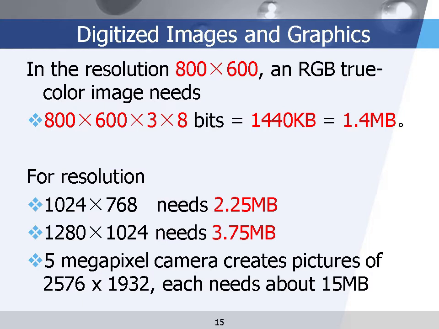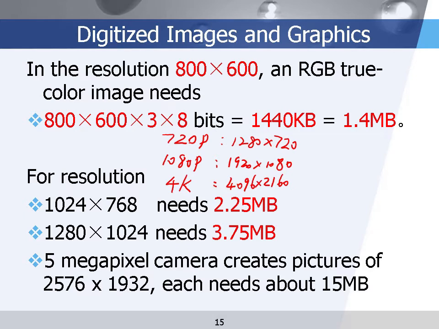Nowadays, we often hear something like 720p or 1080p or 4K. So all of them are talking about the resolution. 720p means the resolution is 1280 times 720 pixels. And 1080p means the resolution is 1920 times 1080. And 4K means the resolution is 4096 times 2160. So all this means the resolution of the video.